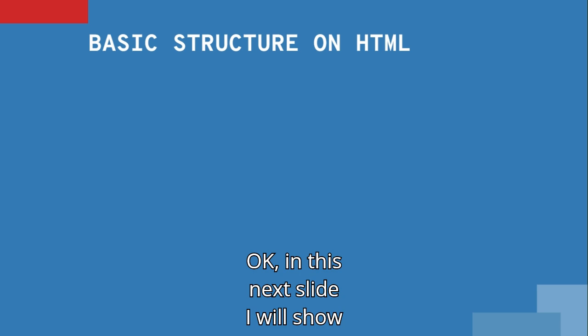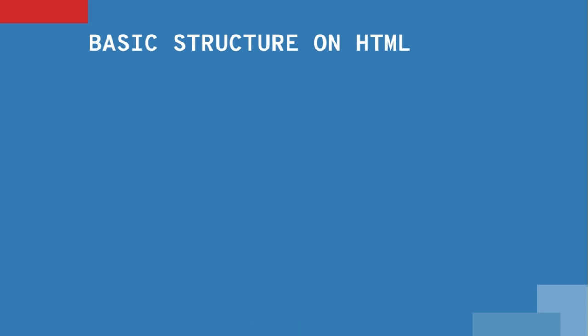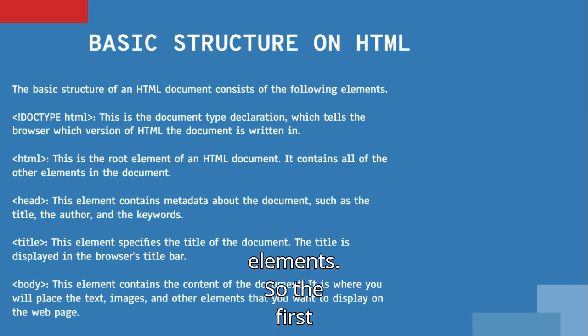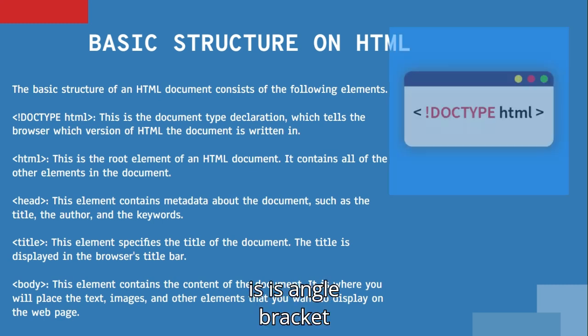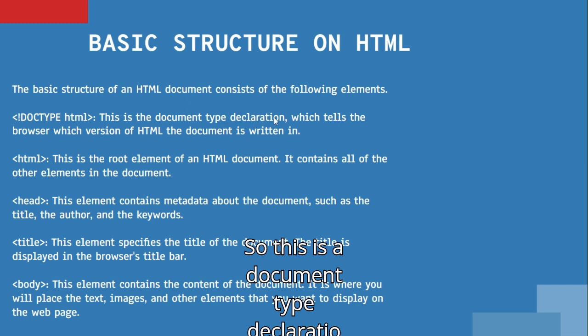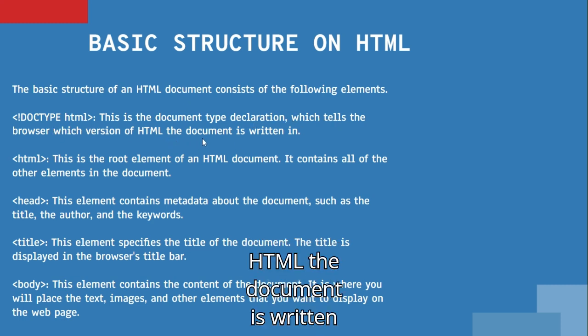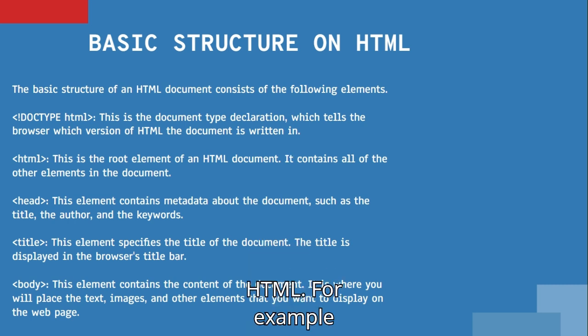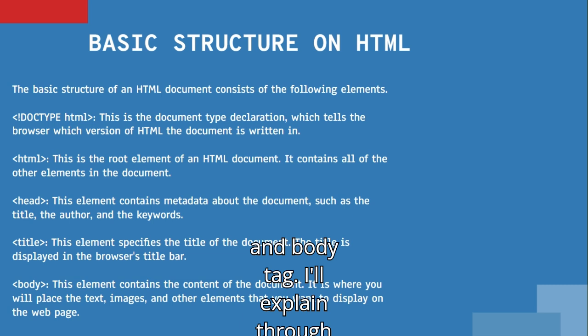Okay, in this next slide, I will show you the basic structures in HTML. So these are the basic structures of how HTML consists, using these types of elements. The first element, or tag, is angle bracket, exclamation mark, doctype html. This is a document type declaration which tells the browser which version of HTML the document is written in. There are many basic structures in HTML, for example, the html tag, head tag, title tag, and body tag. I'll explain the html tag in a second.